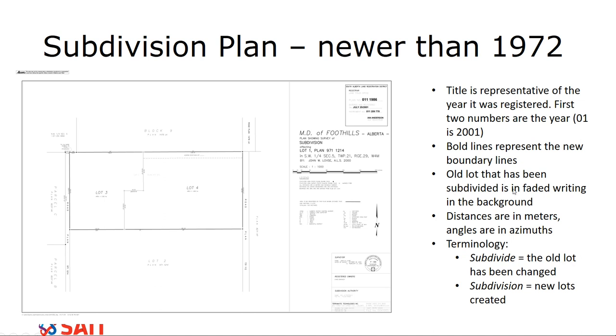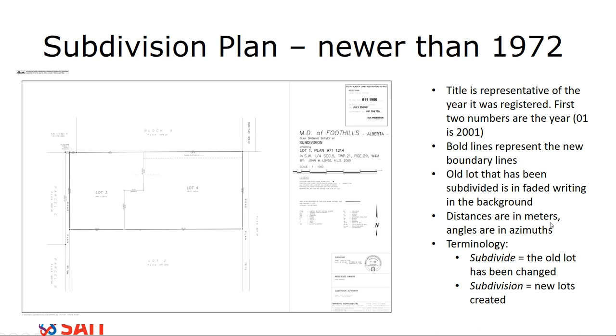So the old lot number is often in faded writing in the background. Now it's going to be very hard for you to see here, but if you look really carefully, there is actually a faded number right behind here, and that is representing the old plan that it is now replacing. So this plan is replacing an old plan that was there. And I actually think it says lot 1 and then 97, 1, 12, 10 maybe. Because it'd be the same as this, it would have been lot 1 in that plan.